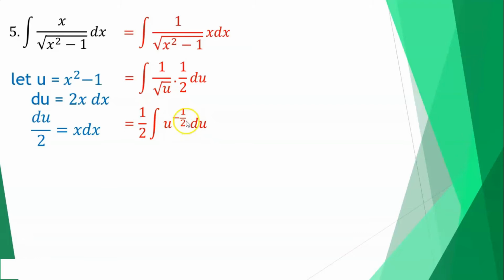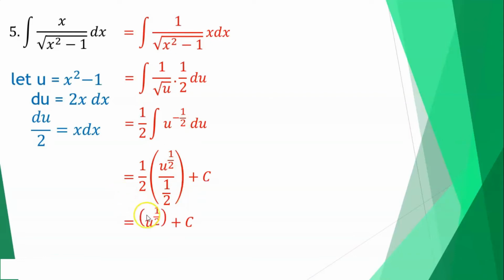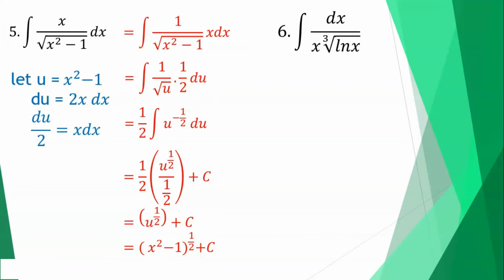So negative 1/2 plus 1 is 1/2, so that would become u to the 1/2 over 1/2. The reciprocal of 1/2 is 2. So our answer would be u to the power of 1/2 plus c. Replacing u with x squared minus 1, the final answer is the quantity x squared minus 1 to the power of 1/2 plus c.